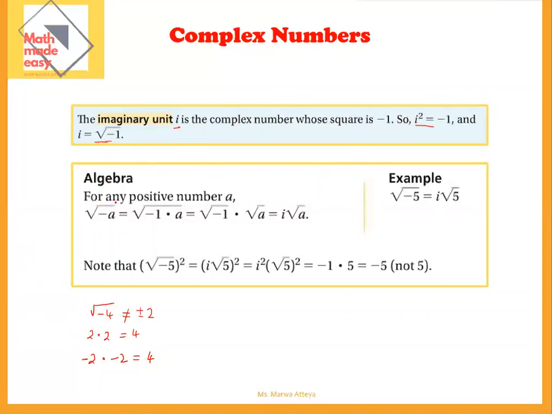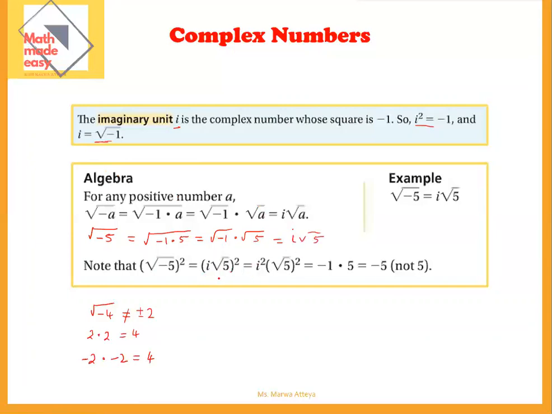Now here, we have a rule. The rule states that for any positive number a, the square root of -a is equal to the square root of -1 multiplied by the square root of a. Square root of -1 is i, and the square root of a stays as square root of a. Let's apply it. If we have square root of -5, this is how we're going to simplify it. The square root of -5 is equal to the square root of -1 multiplied by 5, which is the square root of -1 multiplied by the square root of 5. Now, we said before that the square root of -1 is the imaginary unit i. So this is going to be equal to i radical 5.